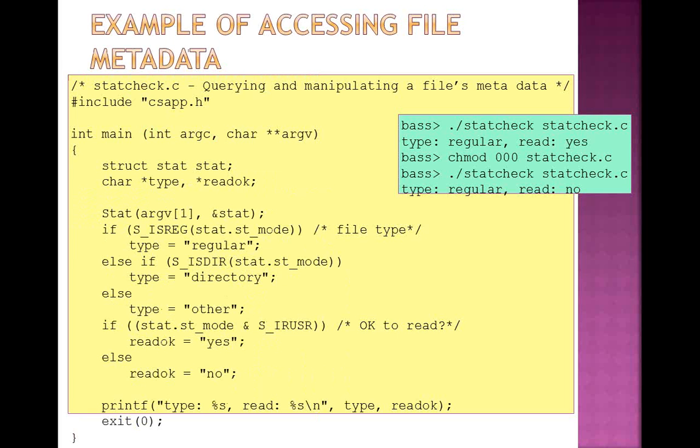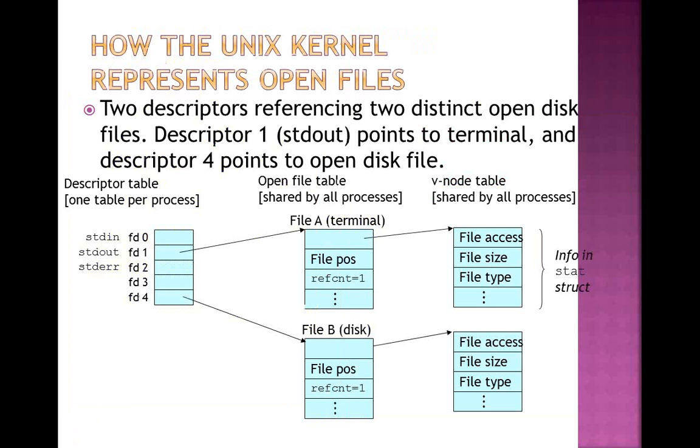Then this is the example of how to access the file metadata. Then we discussed how the UNIX kernel represents open files. Next we discussed that there are file options available. One is the descriptor that the kernel uses for representing open files. Descriptor 1, that is stdout, is used for representing the variable, as well as the descriptor that points to open disk files.